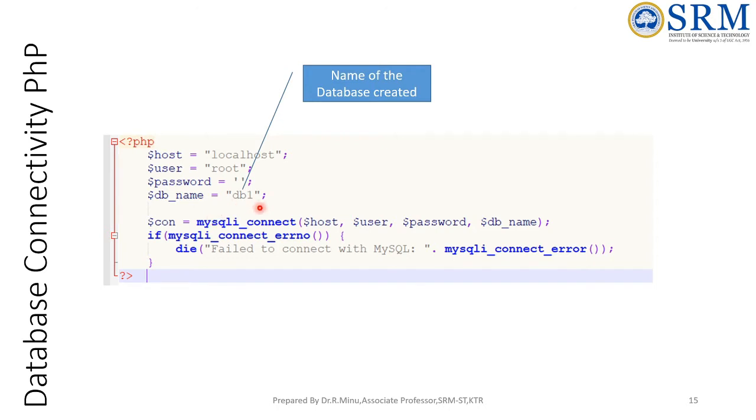So we will change it as db2 also. So host, username, these are all default values only I am using. And here for connecting that particular database, this is the code. Connection is equal to mysqli connect host, user, password and the name of the database. If something is wrong with anything, an error will be posted over there. So this is the syntax used to connect your database.